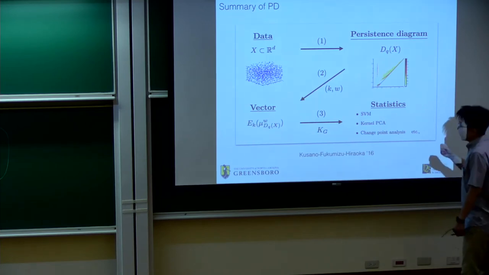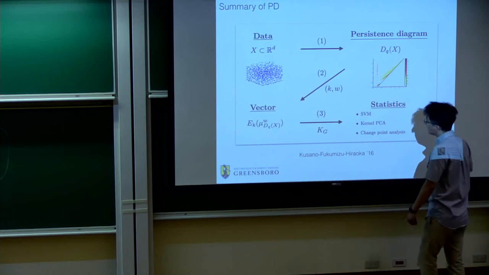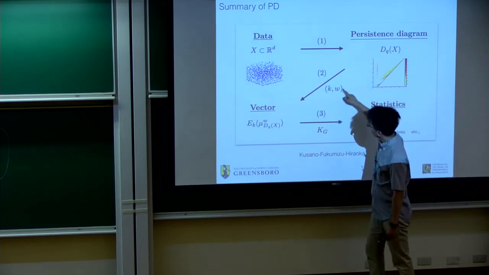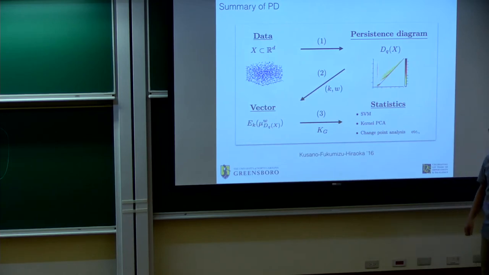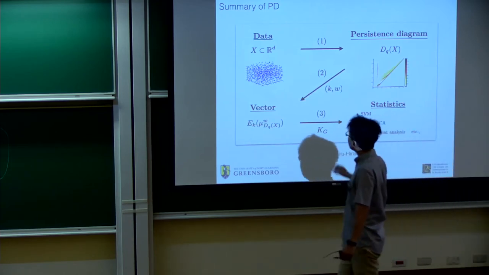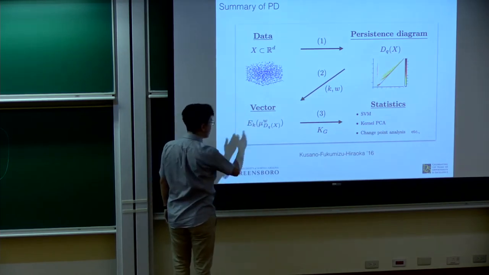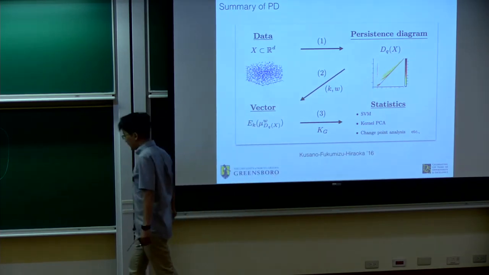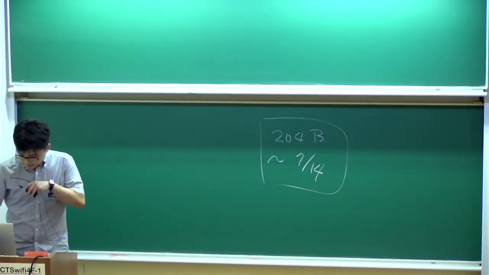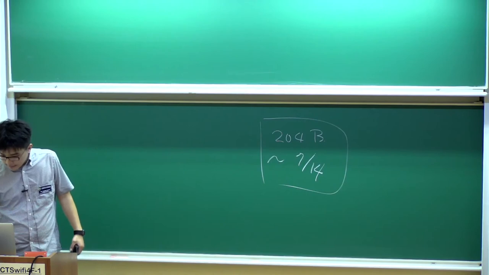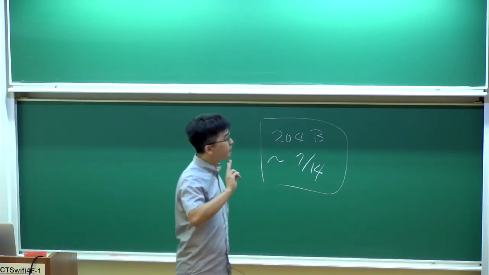Okay? So currently, a major push is in here. Can one extract some meaningful vector from persistent diagram? Okay. And this figure is copied from this work from our neighbor, one of the universities in Japan. Okay. And here are two very famous ones.